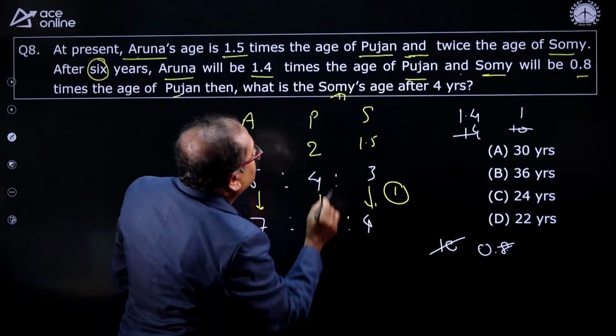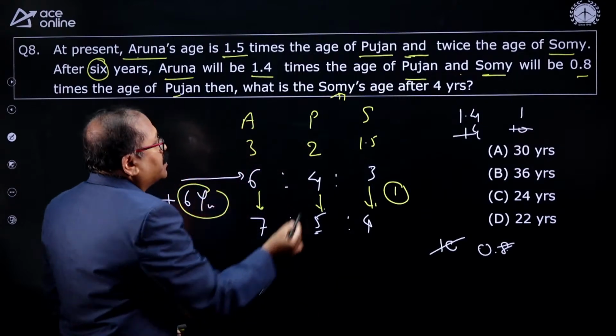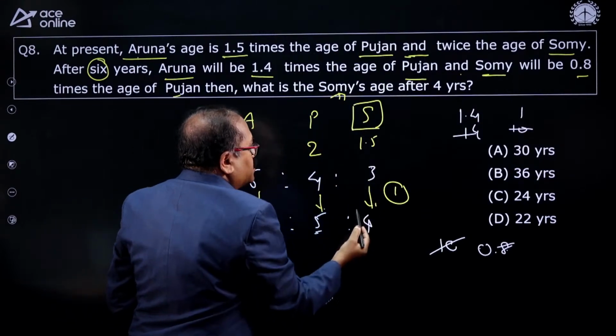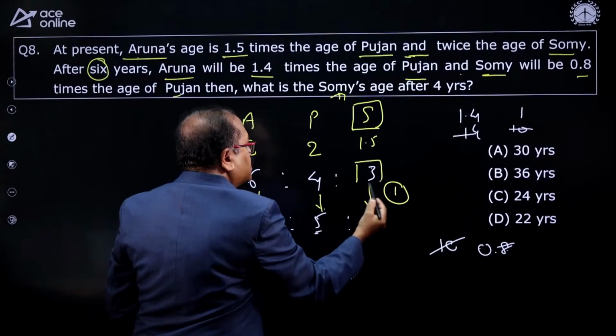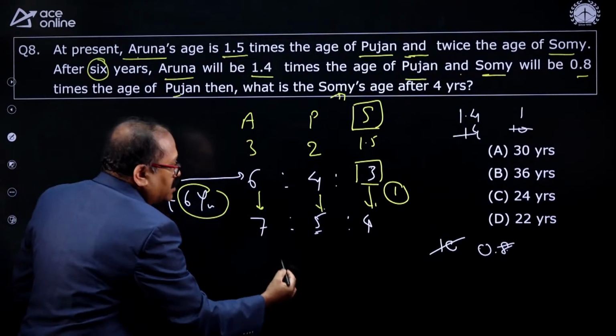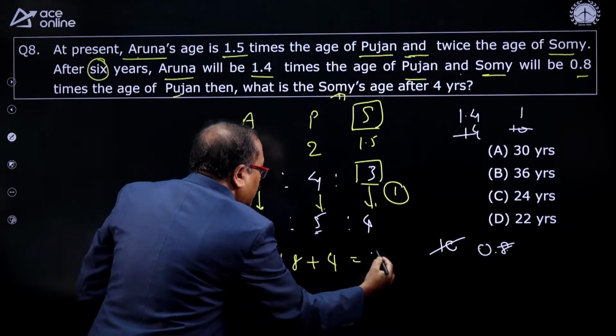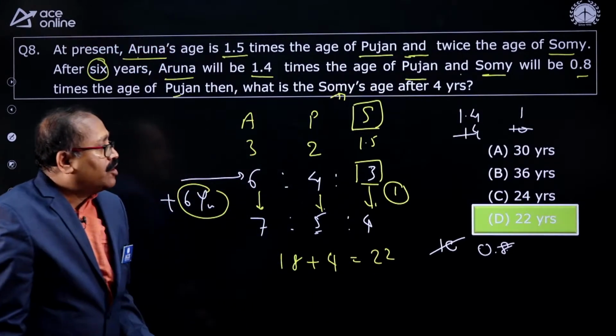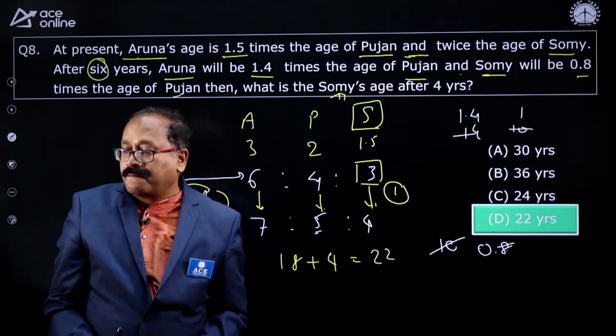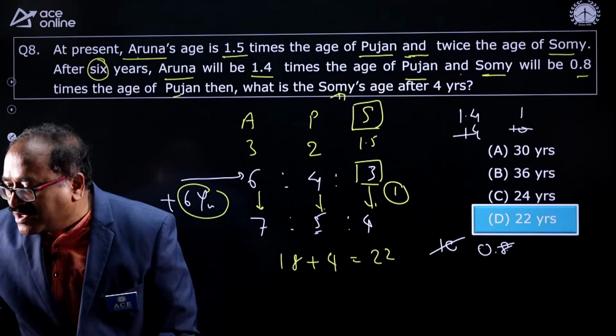Now it is said, what is Somi's age after 4 years? What is the present age of Somi? The present age of Somi is 3 parts, and 3 parts is equal to 18. And what is the age of Somi after 4 years? 18 plus 4 gives us 22. And option choice D. Anyone answer the question?